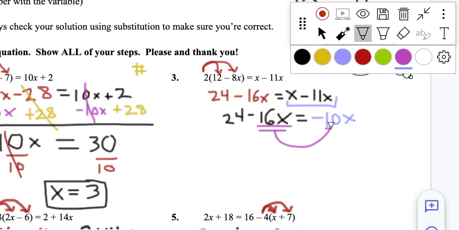How do I move that to the right? What's the opposite of minus 16x? If I do minus 16x plus 16x, what do I get? I'll repeat. When I do negative 16x plus 16x, what do I get? 0. Yeah. So whatever I do to one side, I'll have to do to the other side as well.